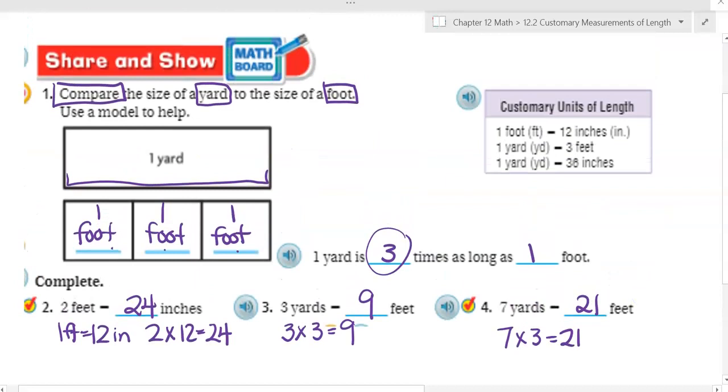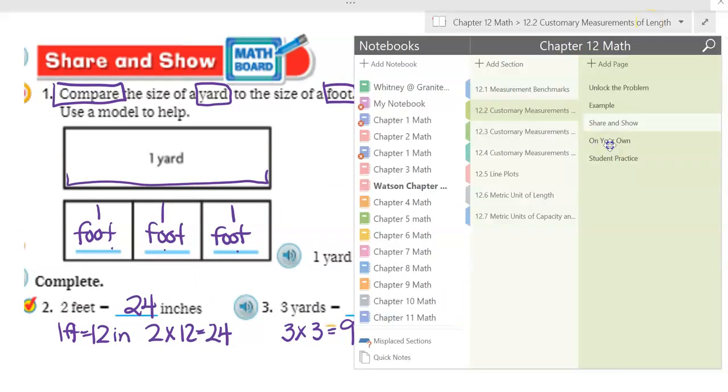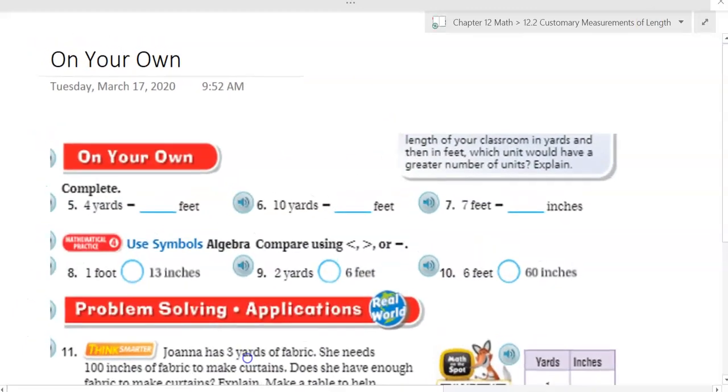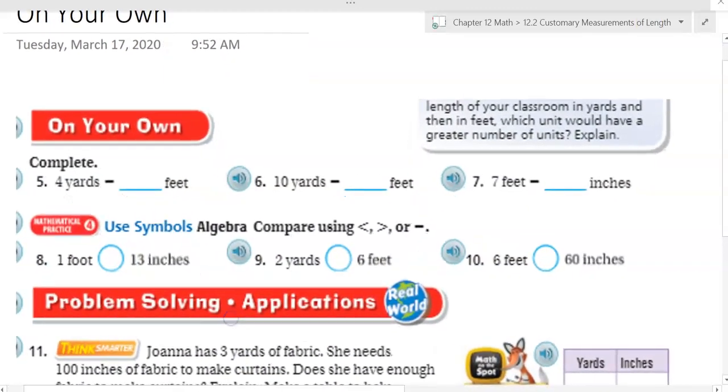Okay, there's a couple more practice problems we want to do. So go ahead and move to the on your own section. We're going to do the whole on your own section. You're going to start by doing 5, 6, 7 on your own, and then we're going to have you check your work, and then we'll look at 8 through 10.